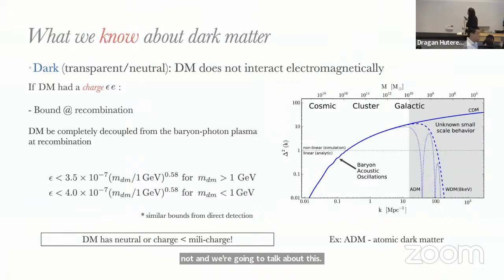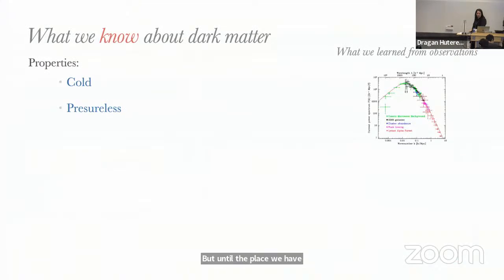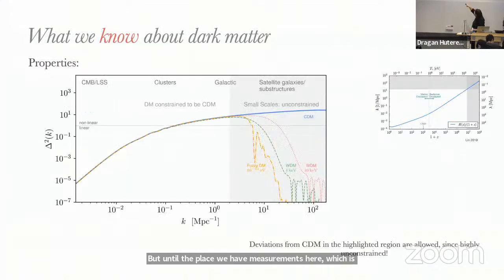Another question we had is about nonlinear scales. So Frank talked about nonlinear scales, how hard it is to really describe them. So check this line here. So here is where nonlinear scales enter. This seems too much, but up to the place where we have measurements, which is Lyman alpha, here, Lyman alpha-ish, this is mildly nonlinear. So we kind of know, or we think we know, I don't know, how to describe those.